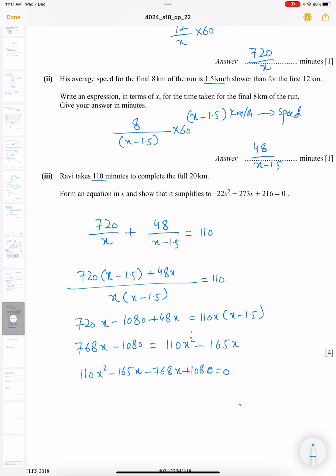Now since we have to make it simpler, let's simplify them further. 110x square minus 933x plus 1080 is equal to 0. We can see clearly that 5 is 110.